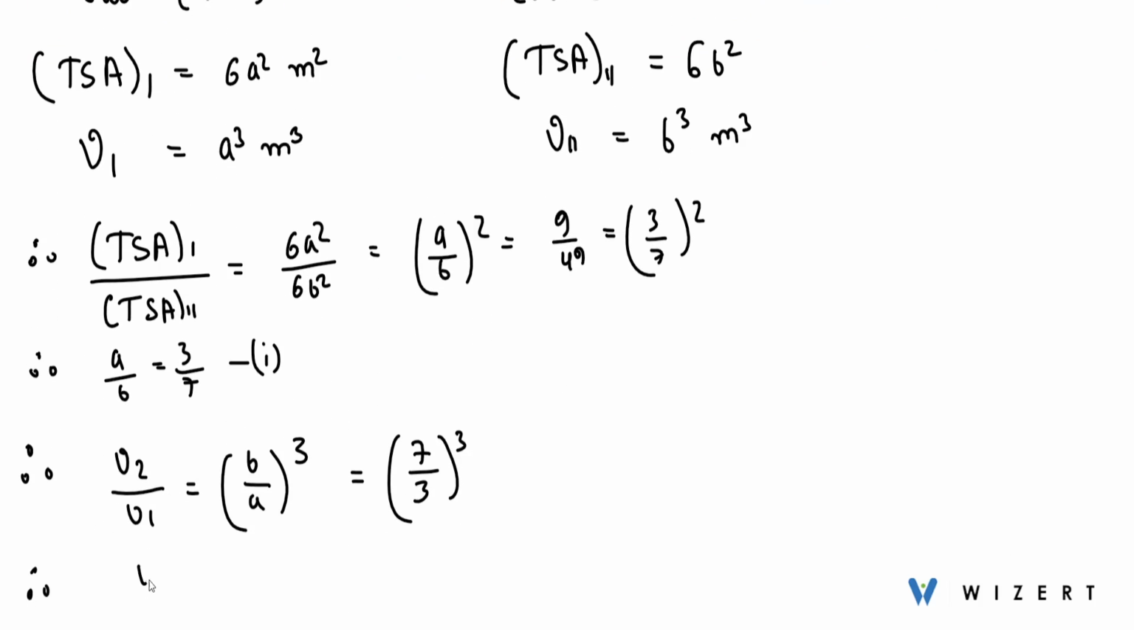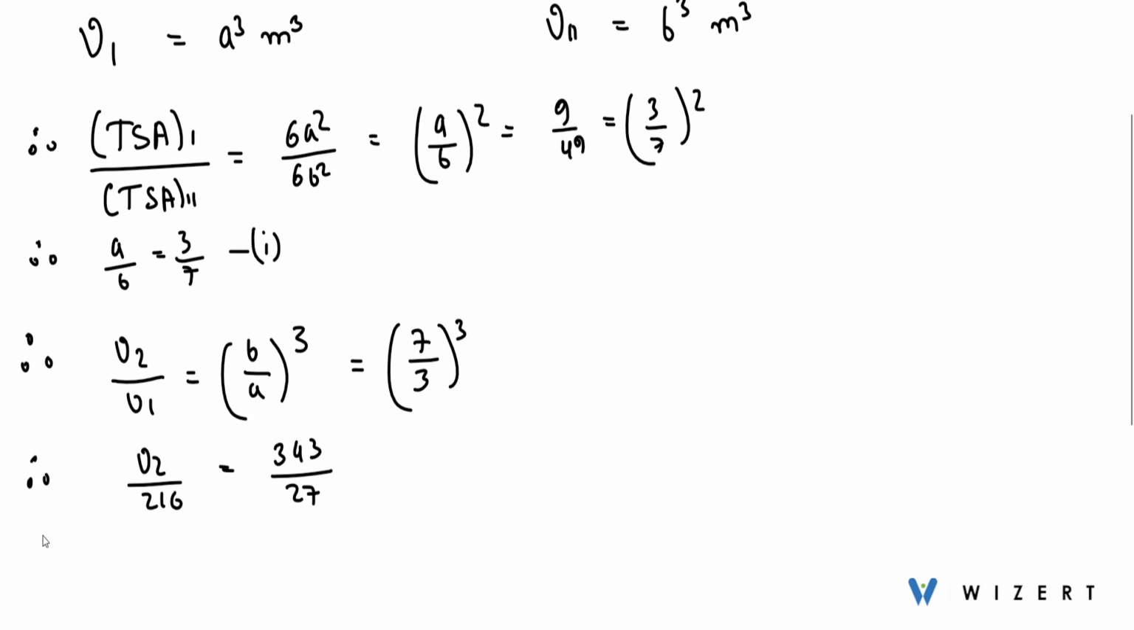So v2 upon 216 equals 7 cube upon 3 cube. 7 cube is 343 and 3 cube is 27. Now in order to get the value of volume of cube number 2, we multiply both sides of the equality by 216. So v2 will be equal to 343 upon 27 multiplied by 216.